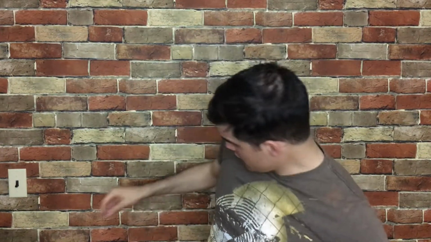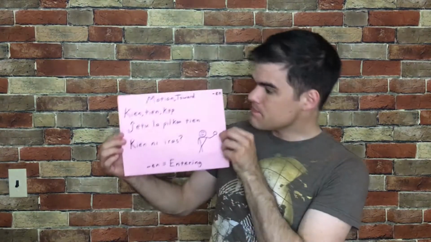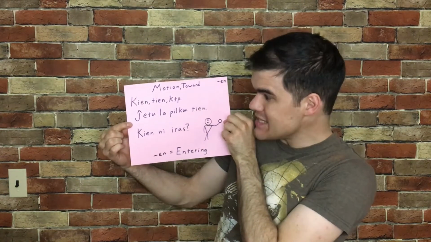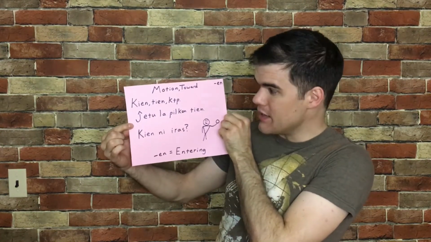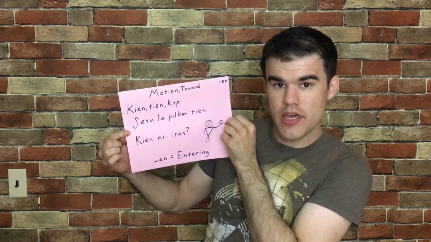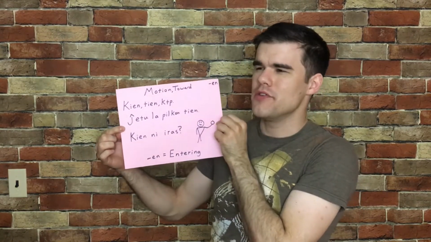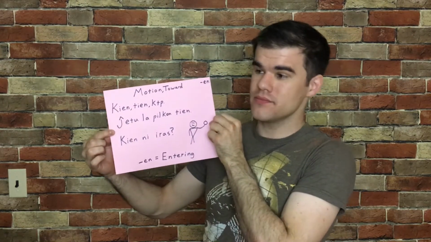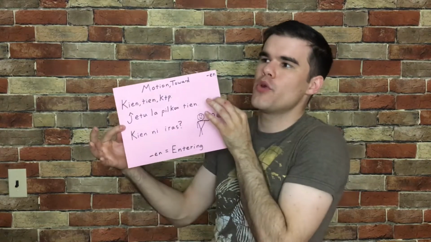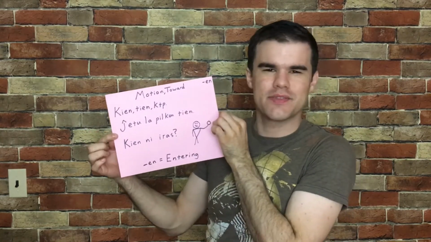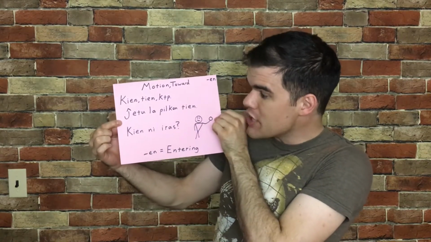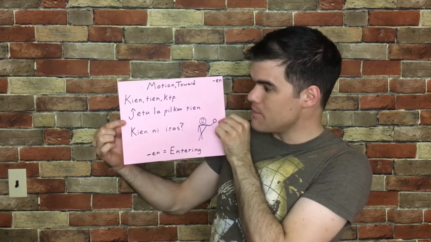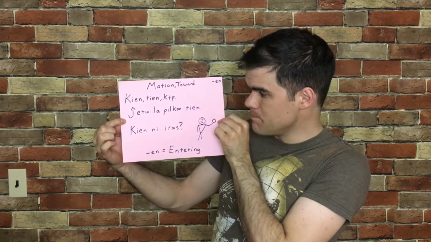Now, the other word that you could use is EN. Kien, tien, ien, ĉien, nenien. To where? To there. To somewhere. Or if you have the Old English, whither? No, somewhither or hither. There's like some old funky words we can use as well. Jetu la pilkon tien. Throw the ball over there.